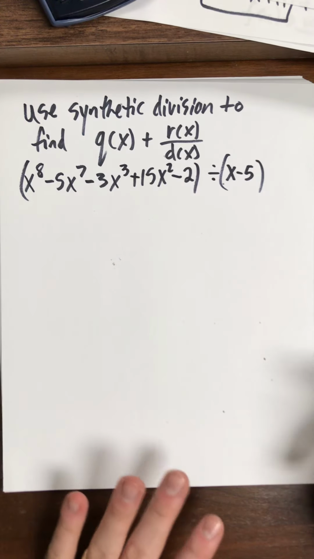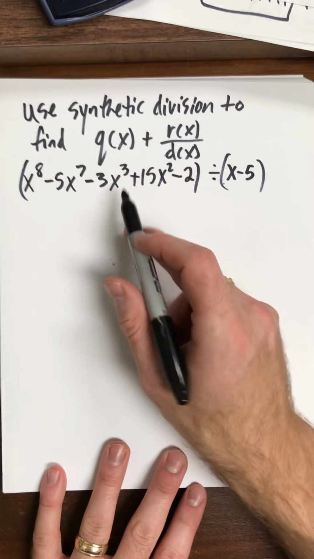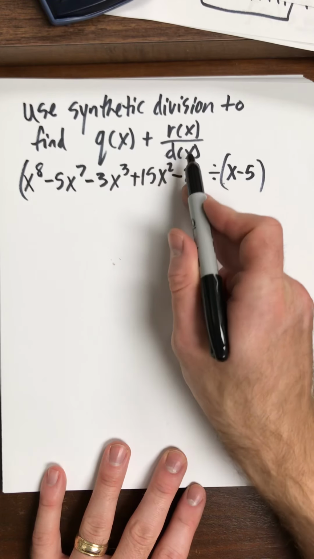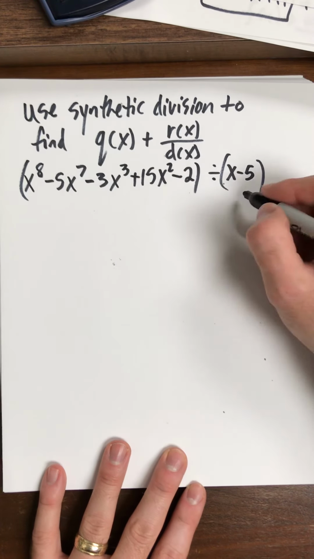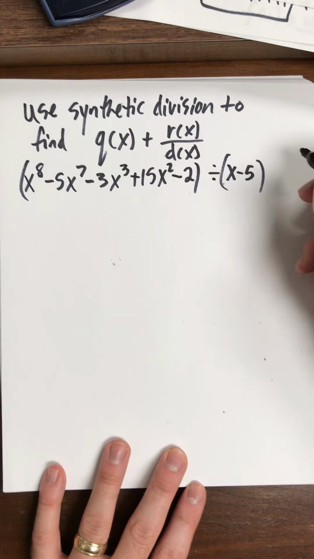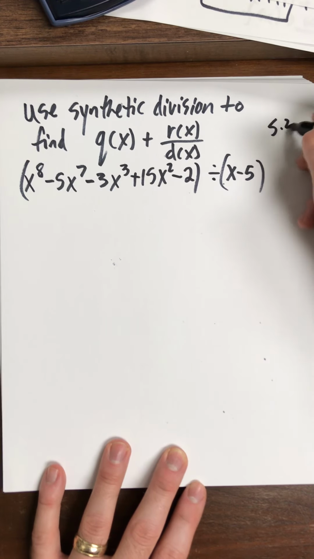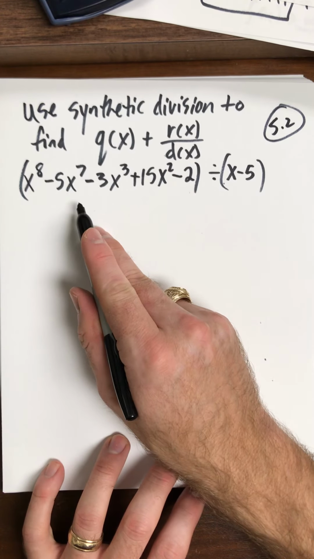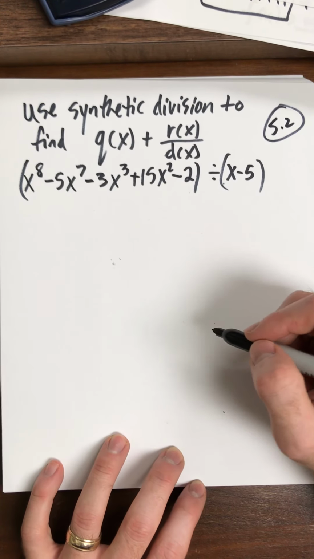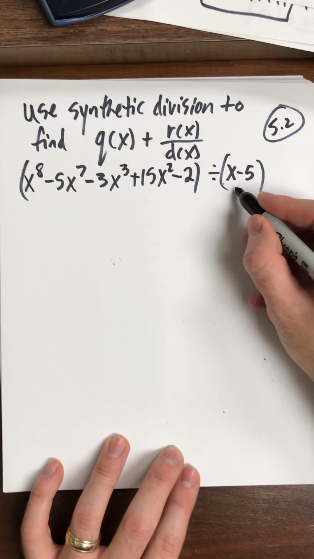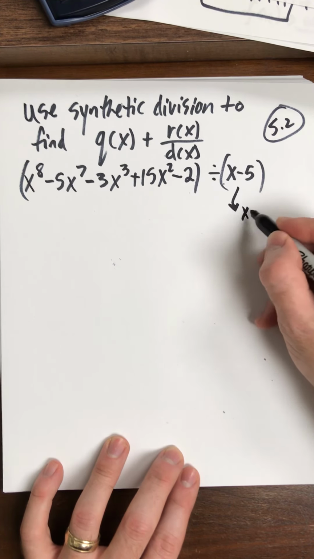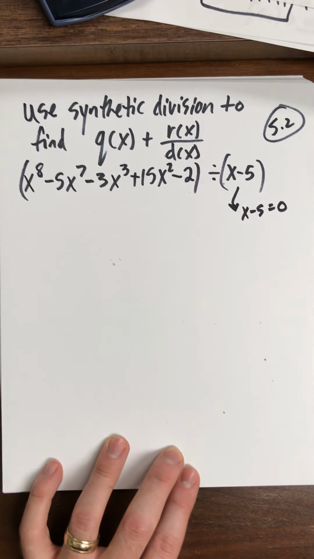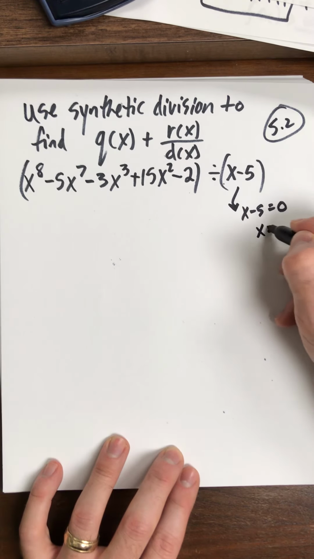So I want to use synthetic division to figure out q of x plus r of x over d of x. And I'm given this expression here. So this is 5.2 still. Now, to do this, it's really not too bad. To use synthetic division, all we've got to do is take this x minus 5, set it equal to 0, and solve for x. So x is 5.